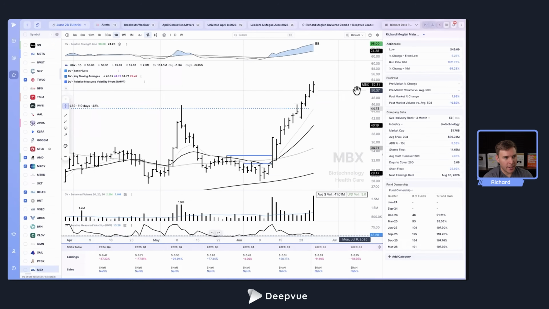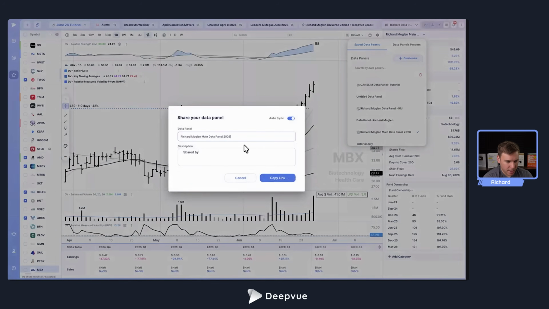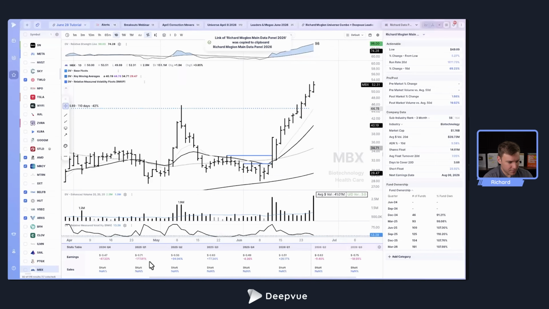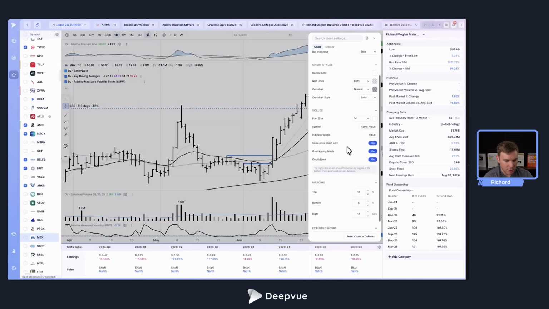Can you share your data panel settings as well? Yeah, let me go ahead and do that. Share, copy link. And then here is the data panel settings. Yep, there you go. Okay, cool. And by the way, like any scale things, make sure you're on auto here. And in settings, we just updated it so you can scale price chart only. So that's an option to consider as well. And overlapping labels, all that stuff, countdown you can turn off.